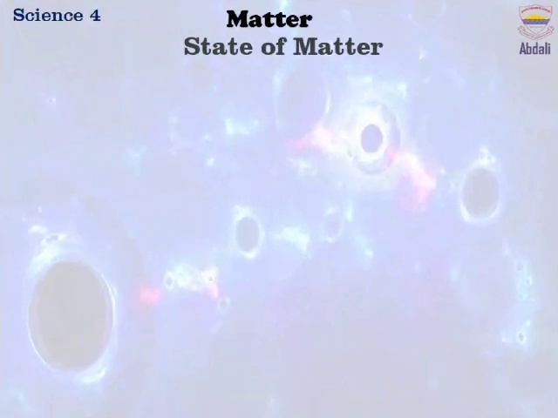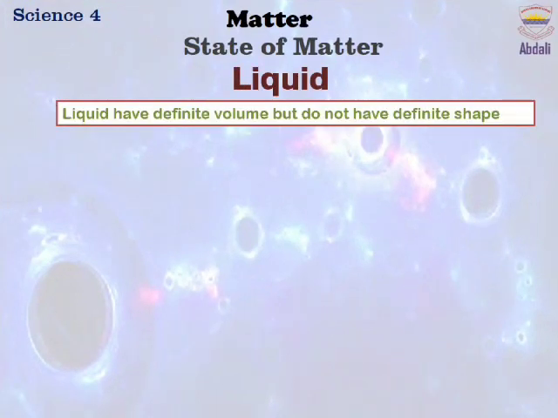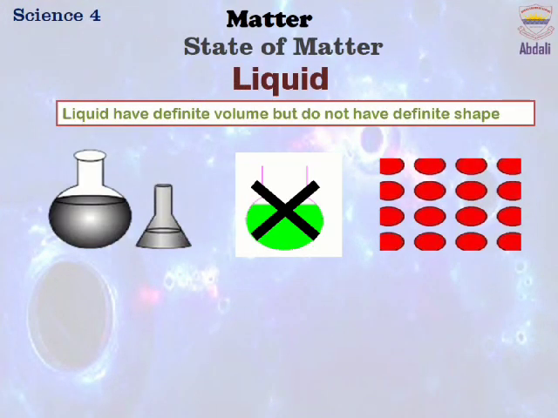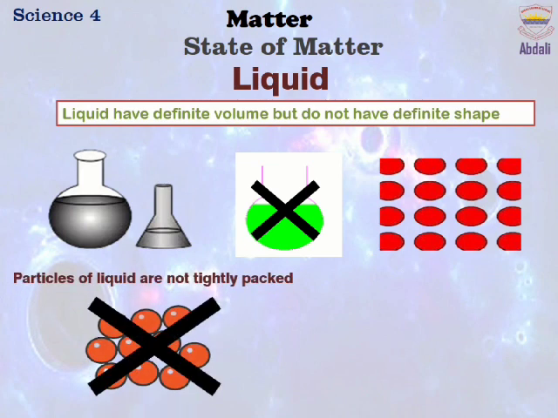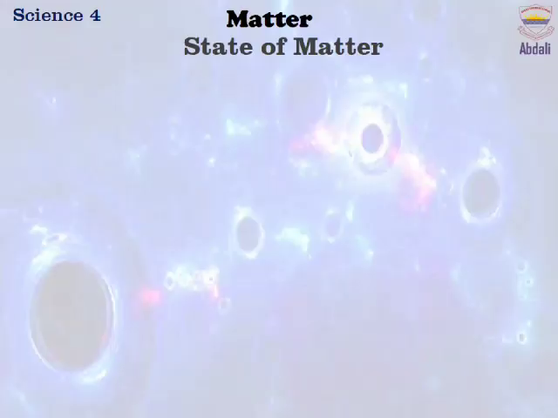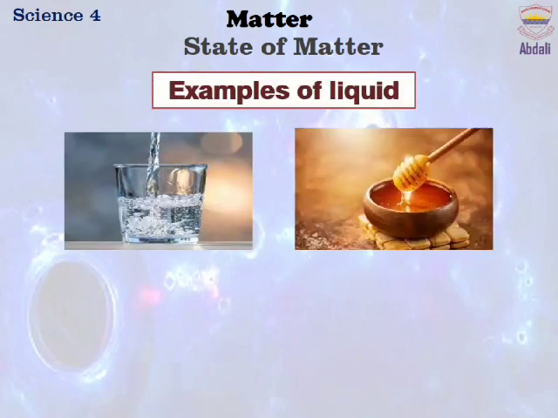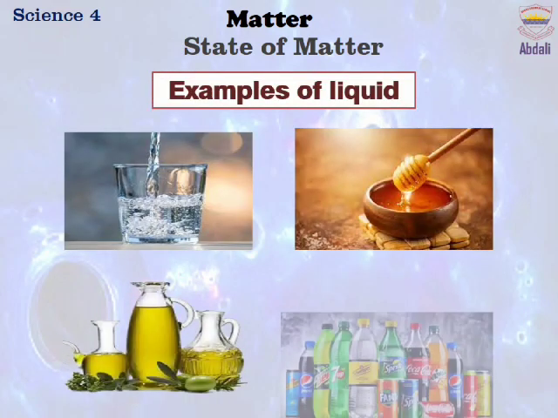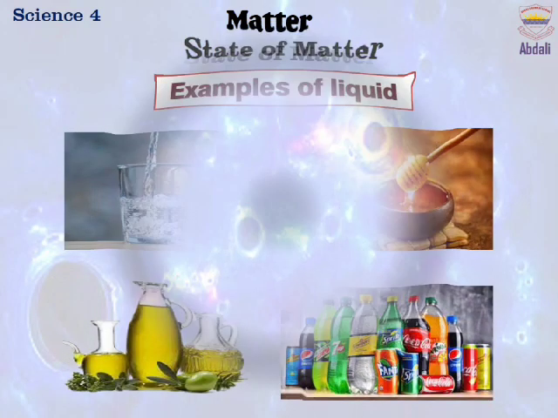The next state is liquid. Liquids have definite volume, but they do not have definite shape. Particles of liquids are not tightly packed. Liquids take the shape of the container in which they are poured. Examples of liquids are water, honey, oil, different drinks.